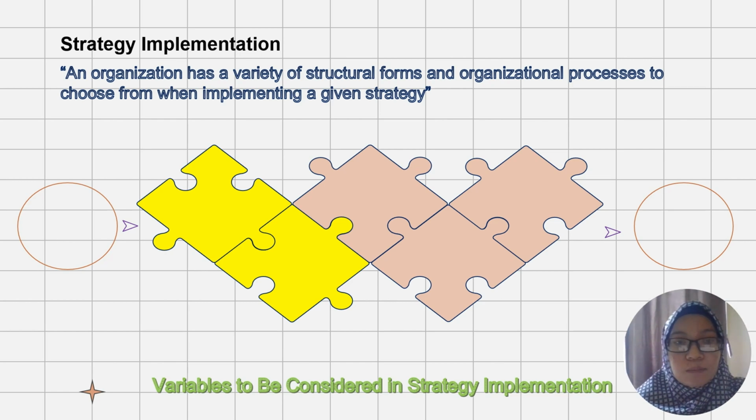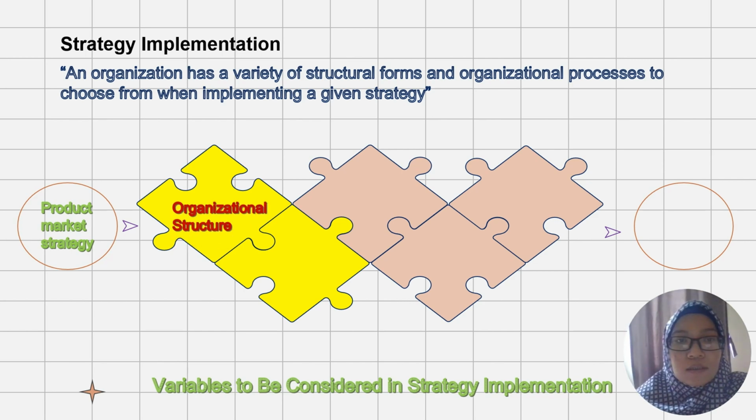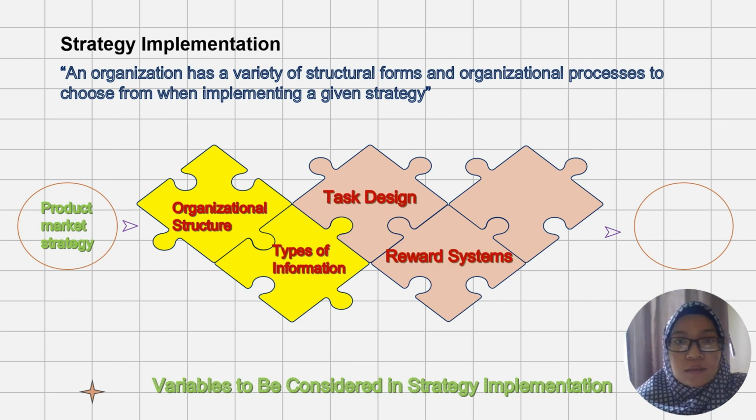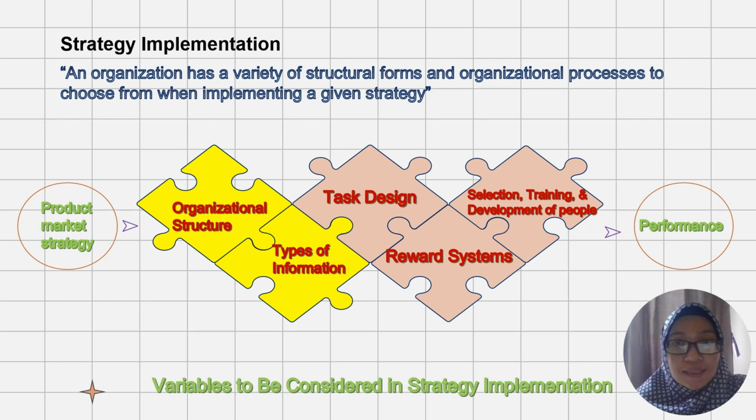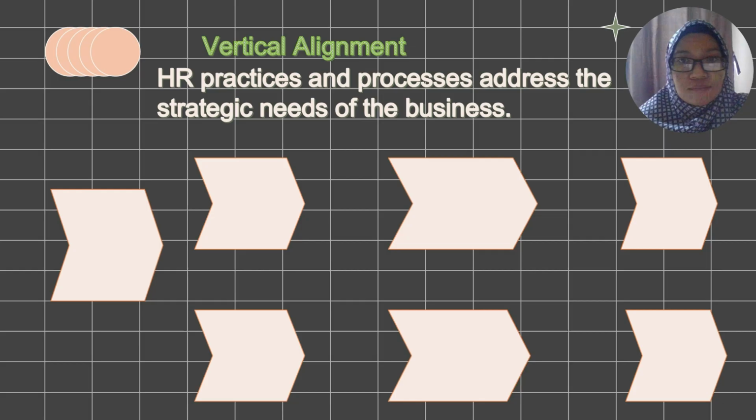Examples of variables to be considered in strategy implementation: product market strategy that links to the organizational structure, type of information, task design, reward system, selection, training and development of people. This strategy implementation can bring excellent performance.